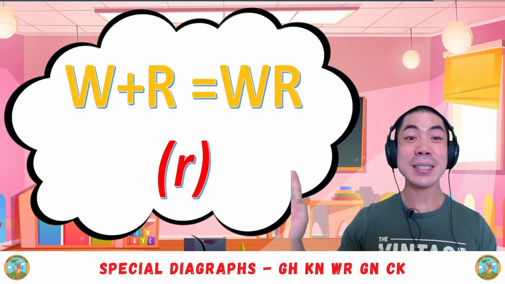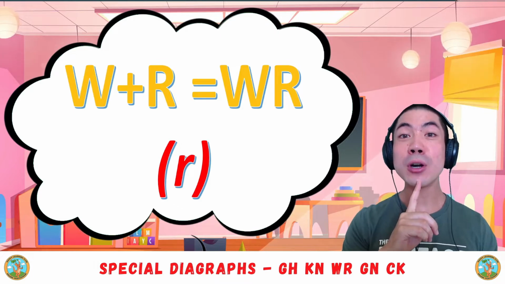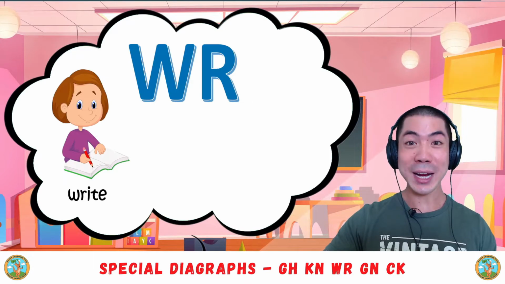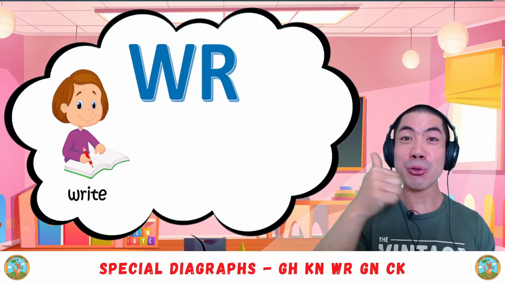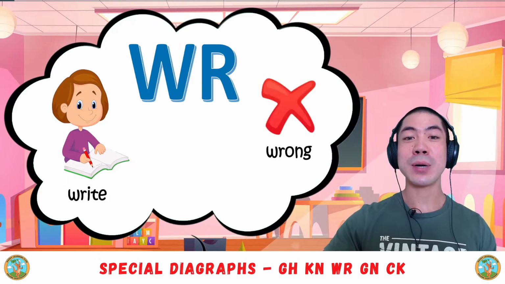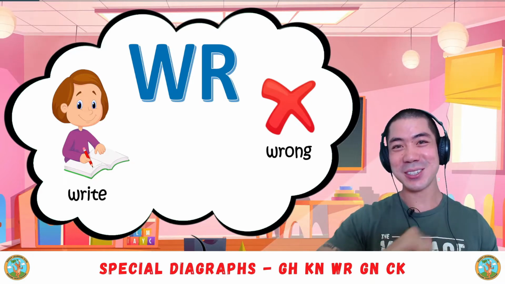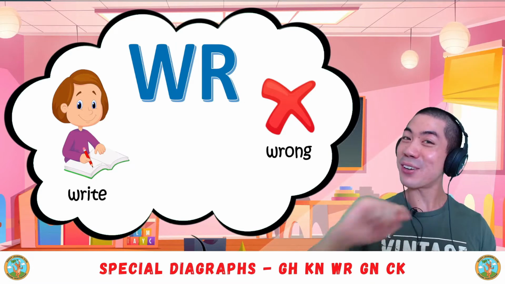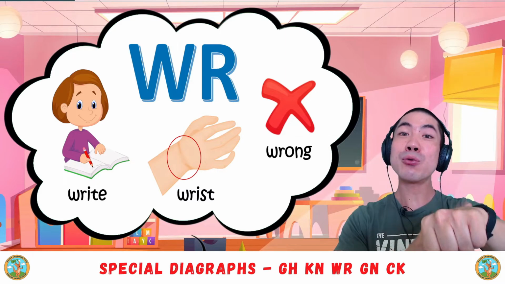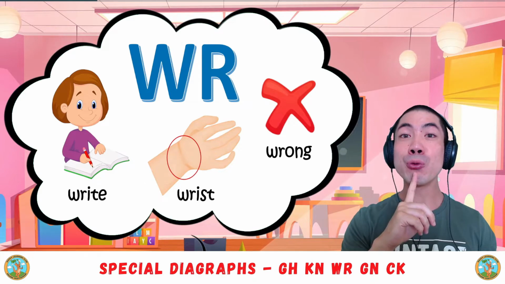Next, we have WR, which is the R sound. R. Good. For example, we have right. So WR, R. We also have wrong. Good. You are right. You are wrong. We also have wrist. Good. Once again, WR, R.